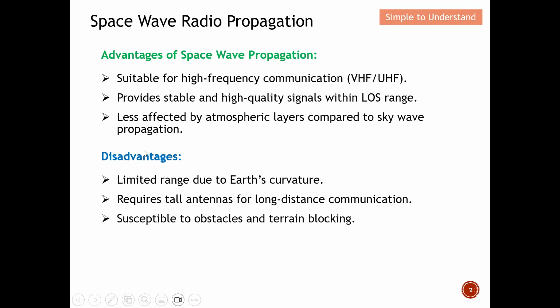As for disadvantages, we have limited range because of the Earth curvature, because the Earth is not flat. There will be some curve on the Earth, and because of that, we have limited range. It requires tall antennas in order to establish long distance communication. It's also very sensitive to obstacles and terrain blocking. So basically this highlights the advantages and also the disadvantages of space wave propagation.